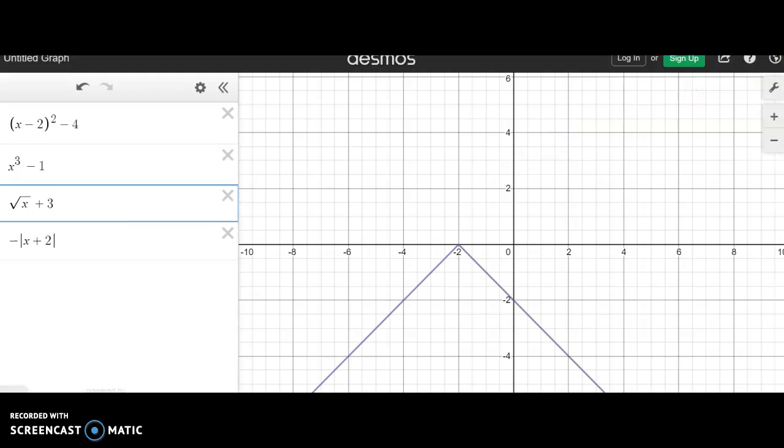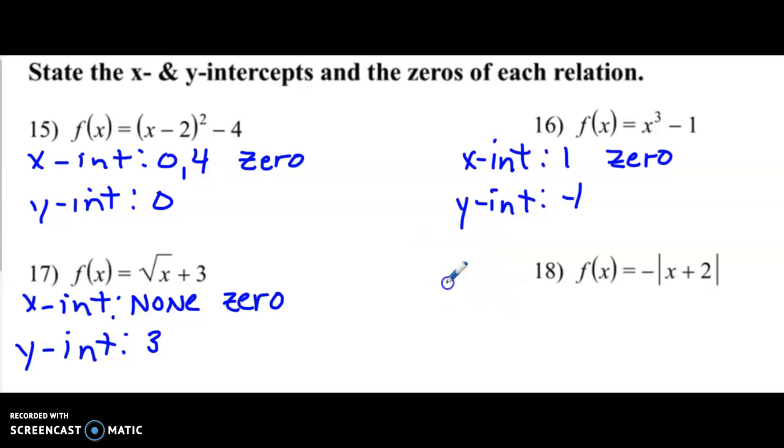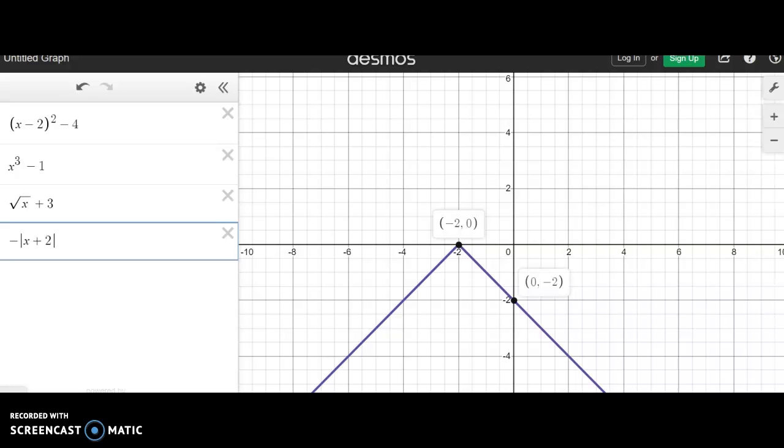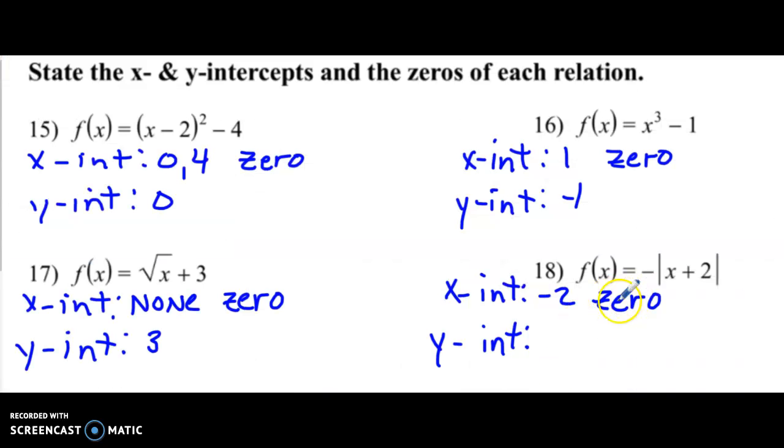And for the last one, for number 18, it's a negative absolute value. It crosses the x-axis at -2. That's also a 0 or a root or a solution. And the y-intercept, it crosses the y-axis at -2 also. Hope this helped.